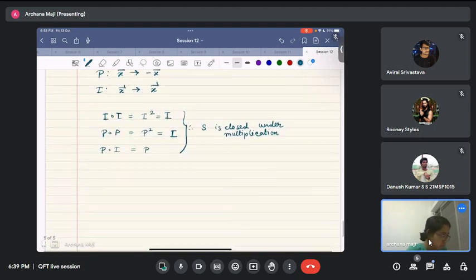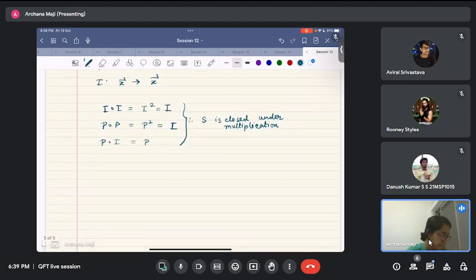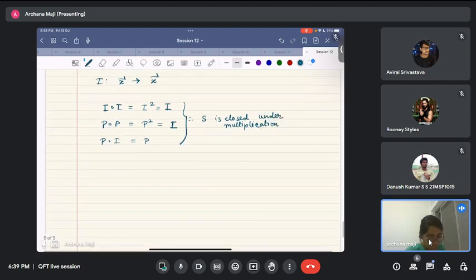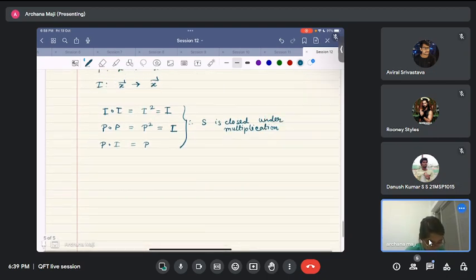The second question is, does an identity element exist? Well, indeed, because you can see that P composition I is the same as I composition P, because it's just a multiplication, and that is equal to P. So therefore I is the identity element for this set.